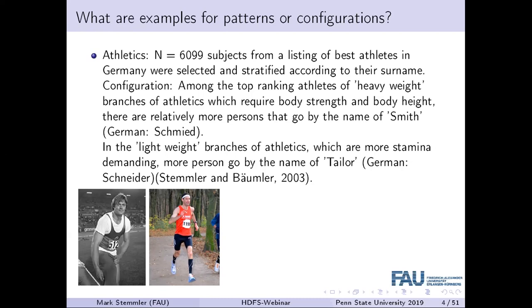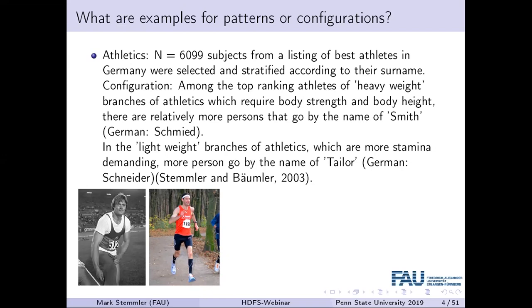of populations. And this is still something that you can observe in today's society in Germany, and it was even replicated in Austria. Among the top ranking athletes of heavyweight branches of athletics, where you need body strength and body height, there were relatively more persons that go by the name of Smith. The German name is Schmidt. In the lightweight branches of athletics, which are more stamina demanding, more people go by the name of Taylor.